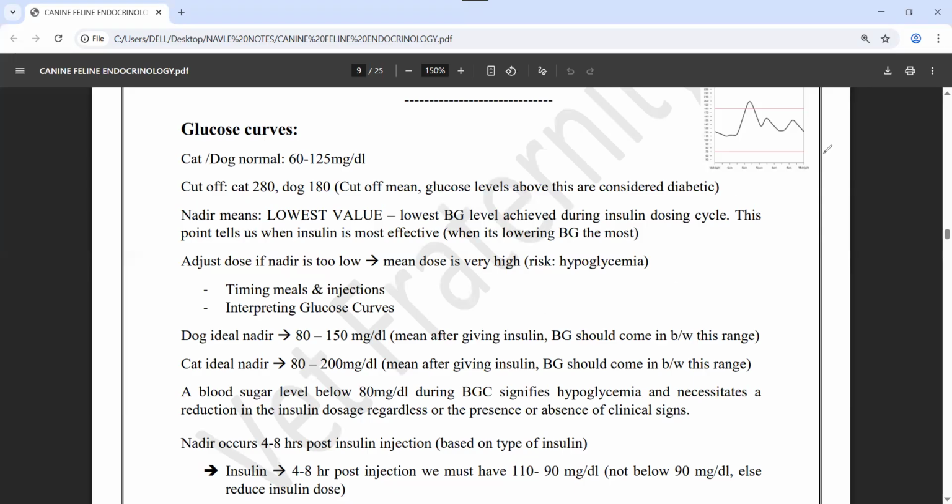Let's see this graph. So let's talk about cat. Cat has a cutoff value of 280, and the other range is 80 to 200. This is 80 and this is 200. You have given the cat insulin. The cat had glucose of more than 280. Let's say it was 300 here.